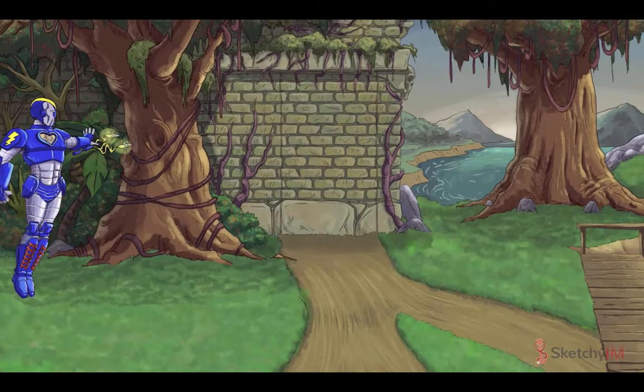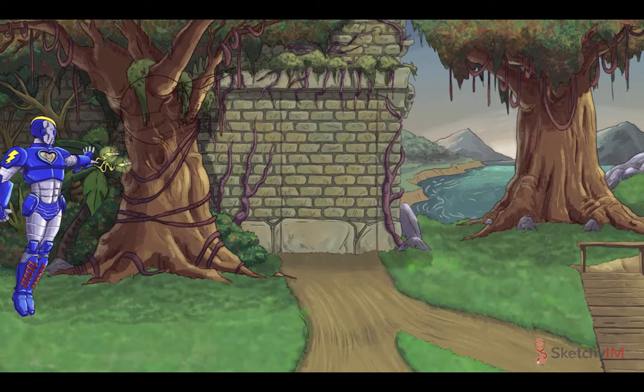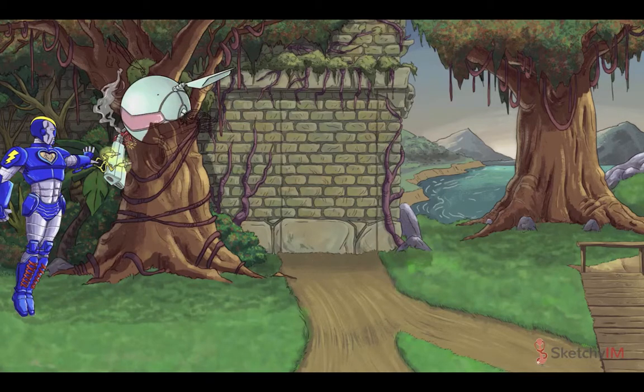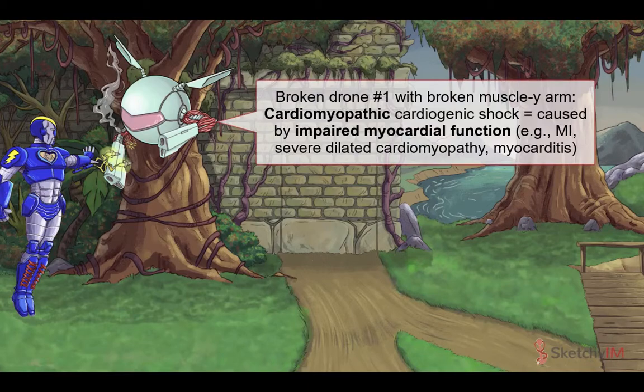The first type of cardiogenic shock, cardiomyopathic, is caused by impaired myocardial function. To remind you that cardiomyopathic cardiogenic shock is caused by impaired heart muscle function, just check out this drone Cardio Man is fighting. Its muscle fibery arm is all broken. Way to go, Cardio Man. Another heart muscle bites the dust.